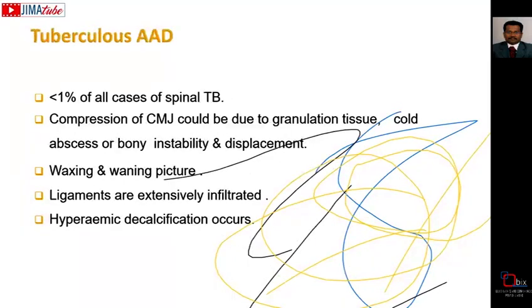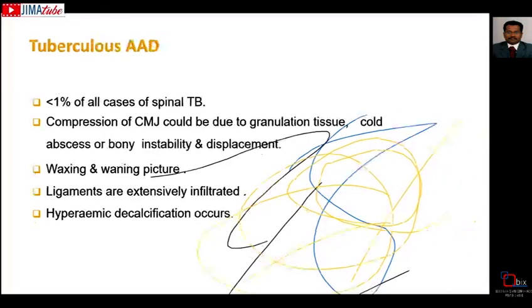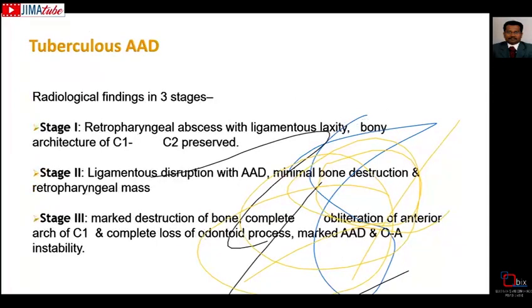Few words about tuberculous atlantoaxial dislocation, which forms less than 1% of all cases of spinal TB. The compression is mainly due to granulation tissue, cold abscess or bony instability. They will have a waxing and waning picture. The ligaments are extensively infiltrated. The radiological findings are in three stages. Stage 1, retropharyngeal abscess with ligamentous laxity. Stage 2, ligamentous disruption with atlantoaxial dislocation with minimal bone destruction and retropharyngeal abscess.